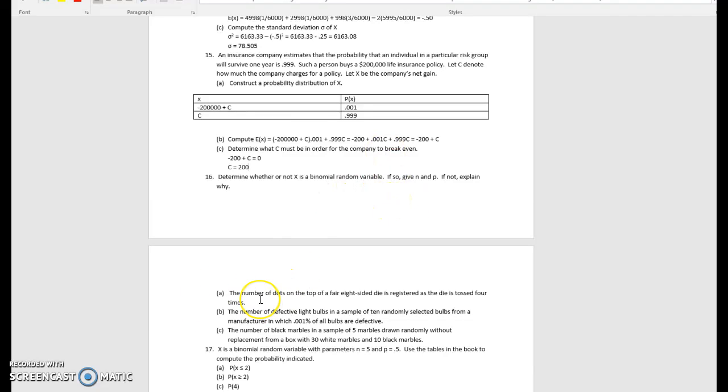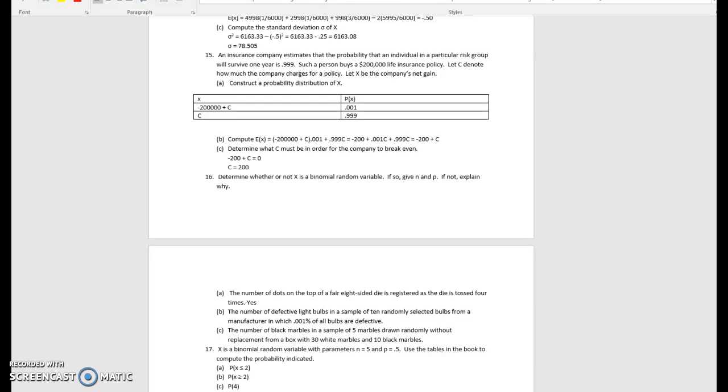So let's take a look at A. The number of dots on the top of a fair 8-sided die is registered, and that should say, as the die is tossed 4 times. Okay, so we have a number of trials, 4. We're going to toss it 4 times. Every single time, it is the same probability for a number to pop up on the die, assuming, of course, that it's an evenly distributed die, and we'll assume that it is. So this is a binomial random variable. So yes.